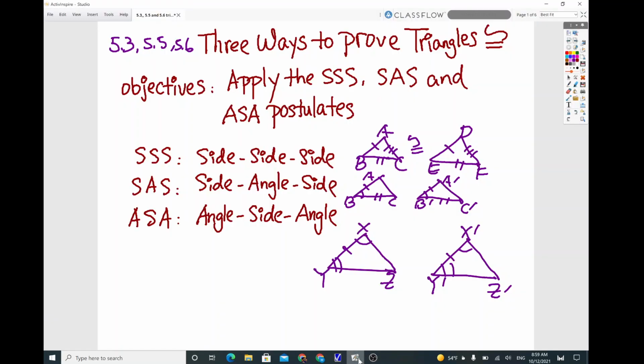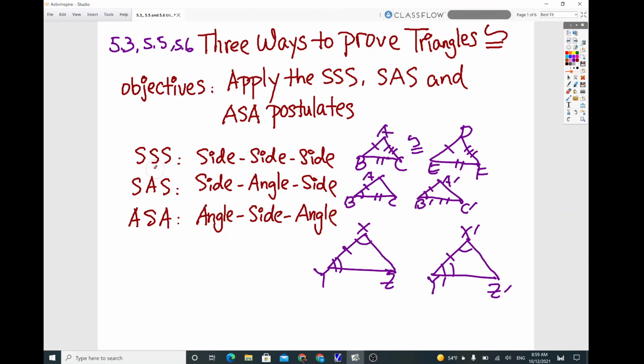So this one is for Unit 5, Sections 5.3, 5.5, 5.6 from the Big Ideas textbook. So, three different ways to prove triangles' congruence. The objective: apply the postulates side, side, side and angle, side, angle.